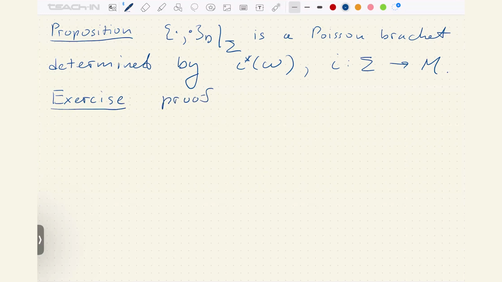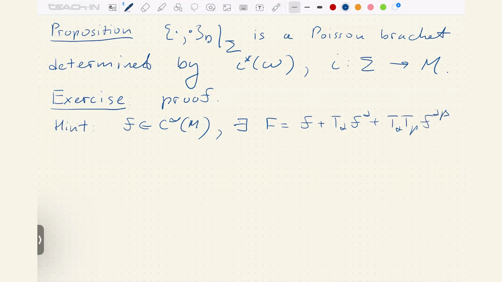Proof. But I need to give a hint, because otherwise it's probably not so simple. So the idea is that for any function f on M, we can construct F in the form of a series in constraints. Because T, as I said, are regular, we can think of T as a part of a coordinate system, so the expansion in T is legitimate.